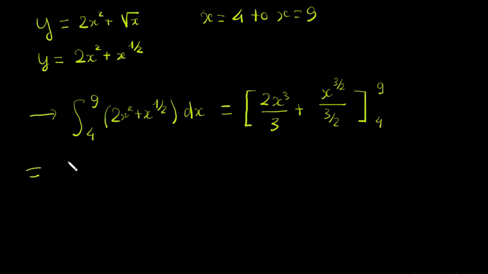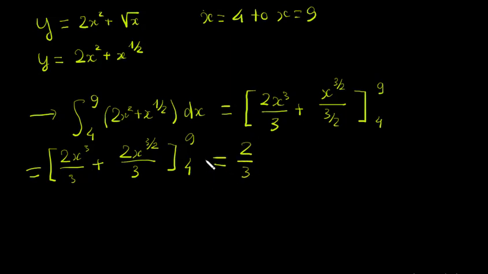So it equals 2x cubed over 3 plus 2x to the power of 3 over 2 over 3, because when you divide by 3 over 2, it means you multiply by 2 over 3. You reverse it and multiply with it. Here's 9 and 4. You can see that 2 over 3 is a common factor, so we take it out because it will not affect the result. Here's x cubed plus x to the power 3 over 2, 9 and 4.